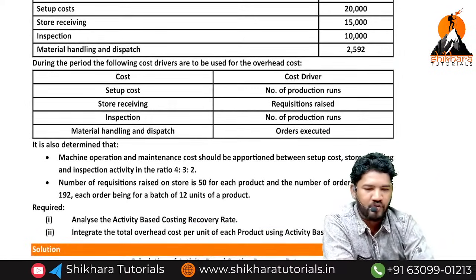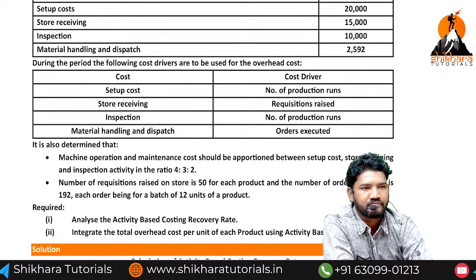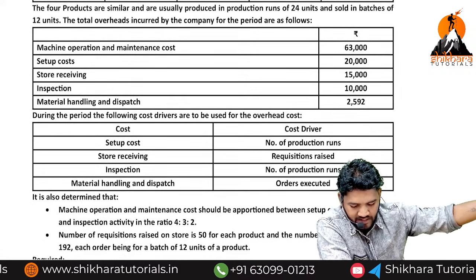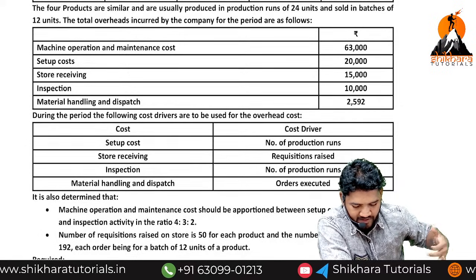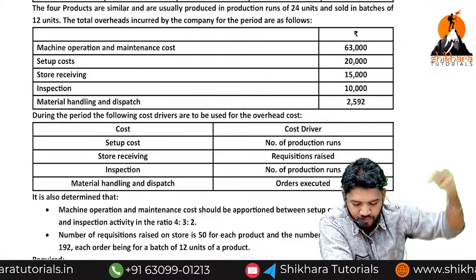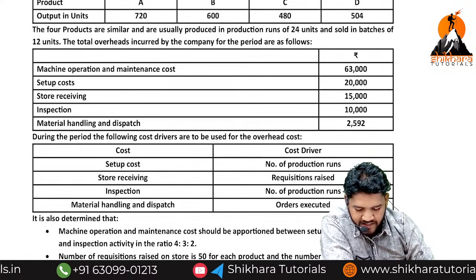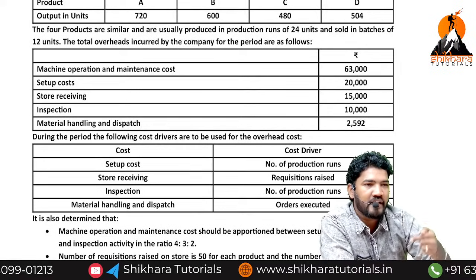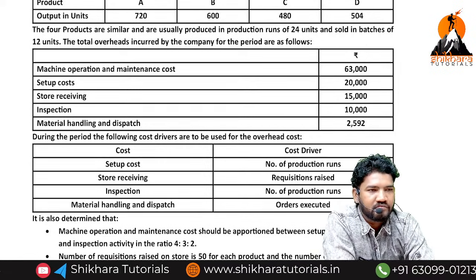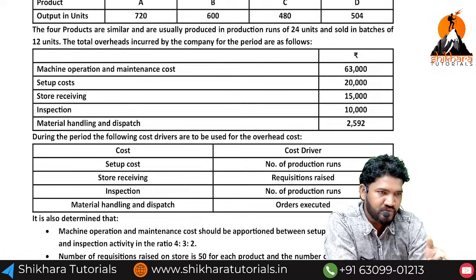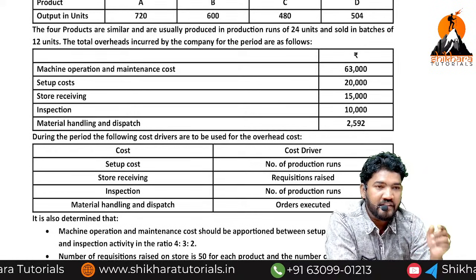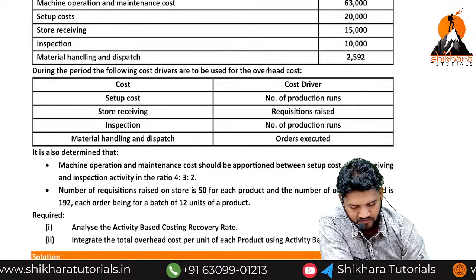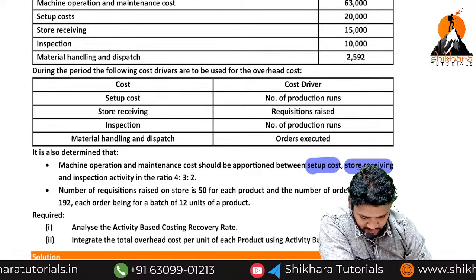Next, additional point number 1. Anyone? Tell me, ma. Yeah, okay. So the point is we have to figure out cost drivers. Related information is provided only for setup, store receiving, inspection, material handling. But when it comes to the cost pool, one additional item is there, called machine operations and maintenance cost. The related cost driver is not there in the question paper. For that, they provided a point. What is the point, ma? The amount of 60,000 you have to apportion to the remaining, not the remaining, they specified. For what, ma? Yes, exactly. Setup, store receiving, inspection.